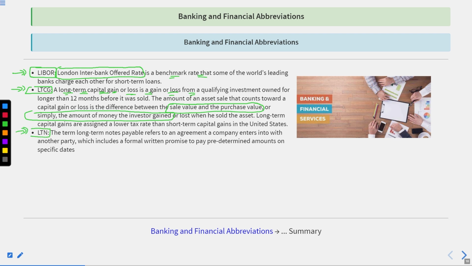The LTN, long-term notes payable, refers to an agreement a company enters into with another party, and includes a formal written promise to pay predetermined amounts on some specific dates.